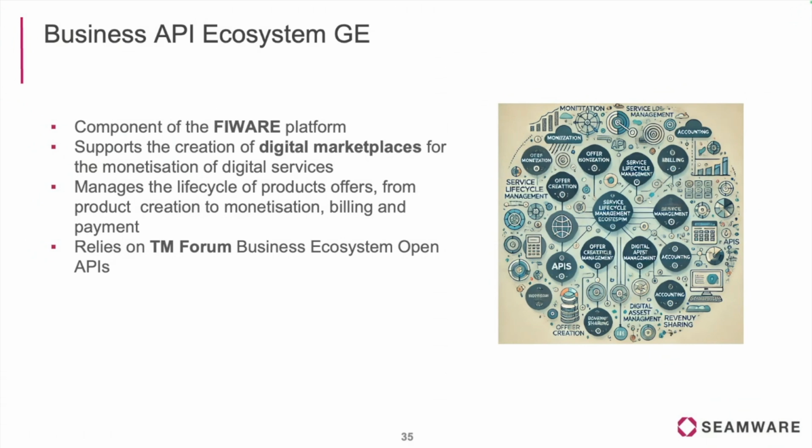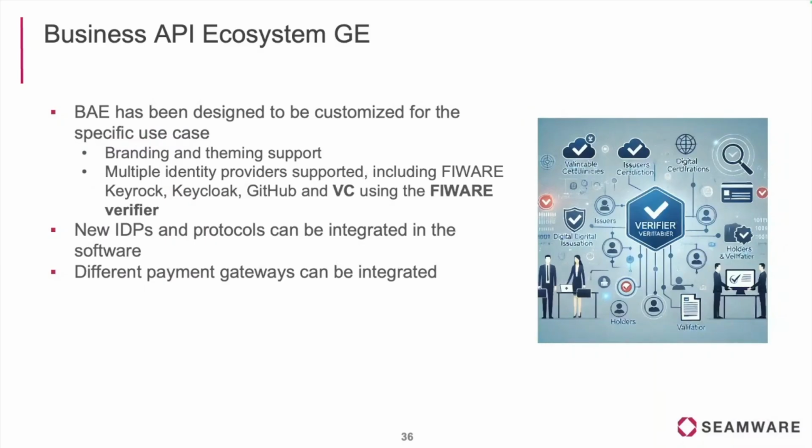The idea of this component is that it's intended to handle the life cycle of the different product offerings. It allows you to create the products, to monetize them, do the billing, and it calls the payment gateways. It basically does all this for you, so you don't need to think about these flows and interact directly with the TM Forum APIs. The Business API Ecosystem has been designed to be customized for different specific use cases.